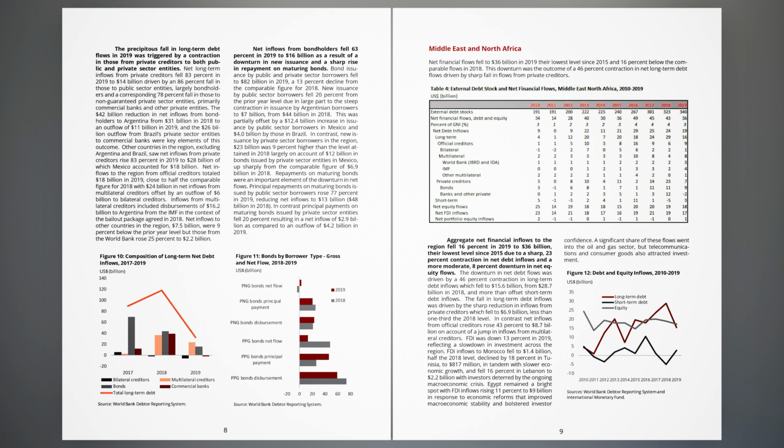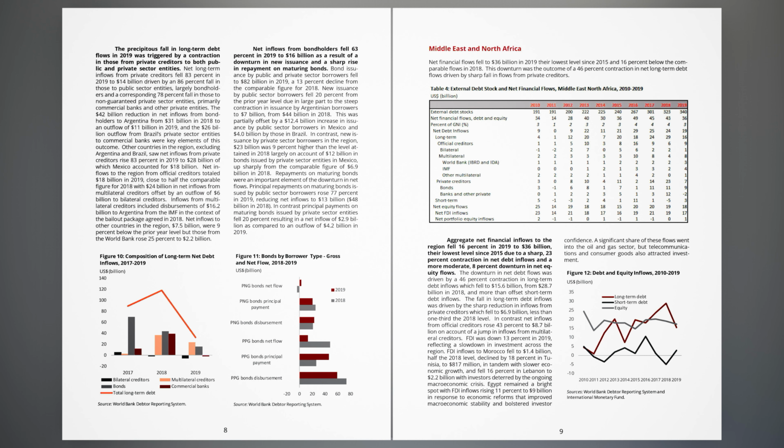This was partially offset by a $12.4 billion increase in issuance by public sector borrowers in Mexico and $4 billion by those in Brazil. In contrast, new issuance by private sector borrowers in the region, $23 billion, was 9% higher than the level attained in 2018, largely on account of $12 billion in bonds issued by private sector entities in Mexico, up sharply from the comparable figure of $6.9 billion in 2018.